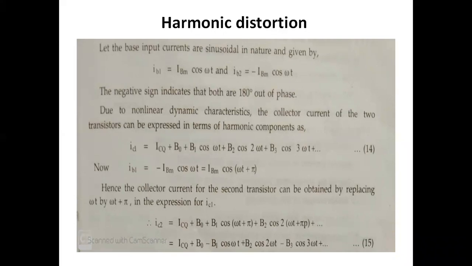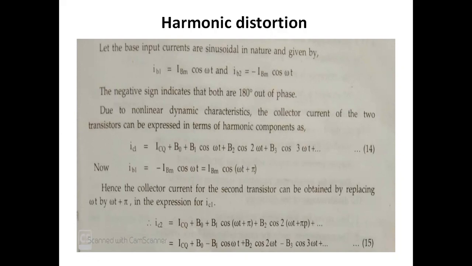Here in the class B amplifier we are using two transistors. Because of those two transistors, we can get the full cycle at the output. The operating point is located on the x-axis, so if you use one transistor, we can get only one half cycle. In order to get the full cycle at the output, we use two transistors.